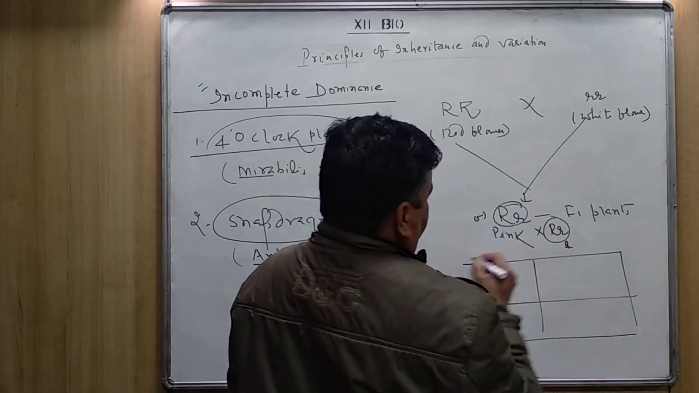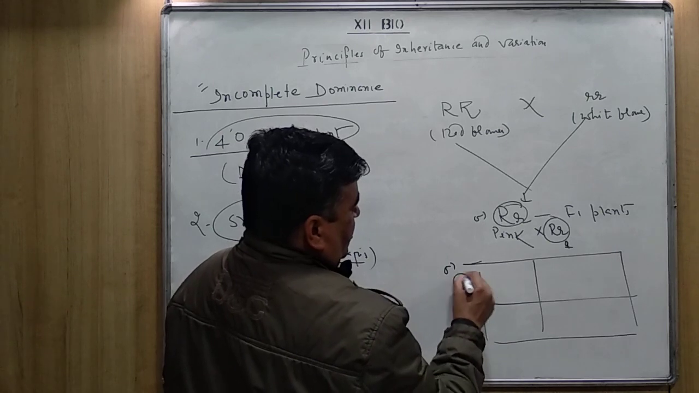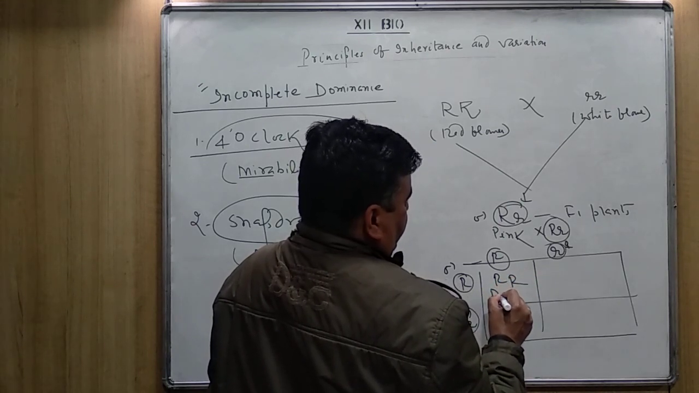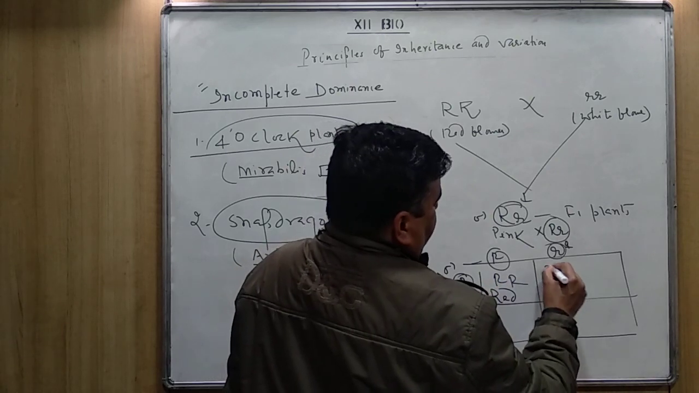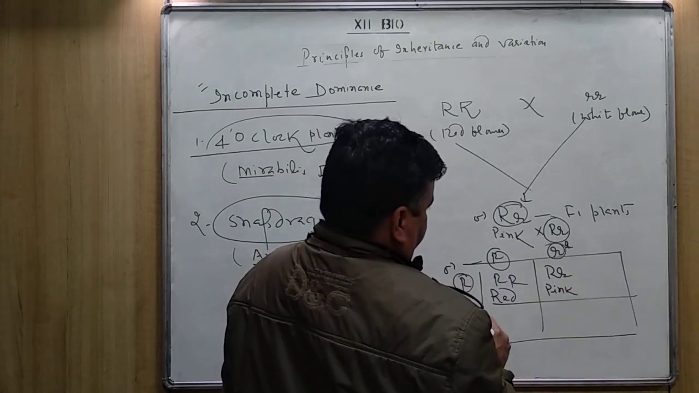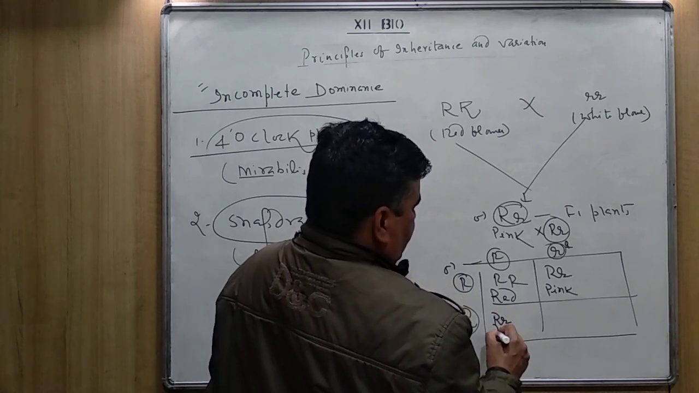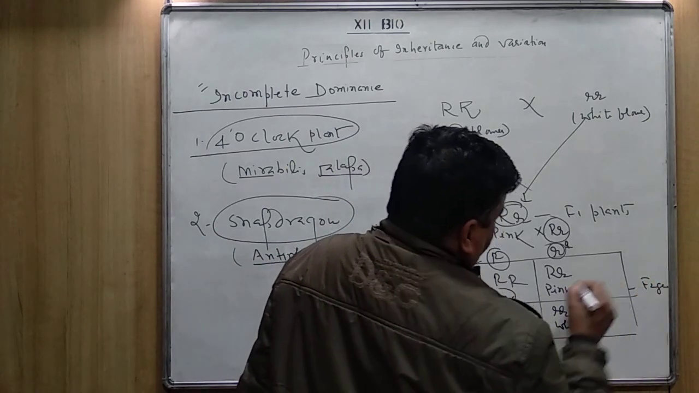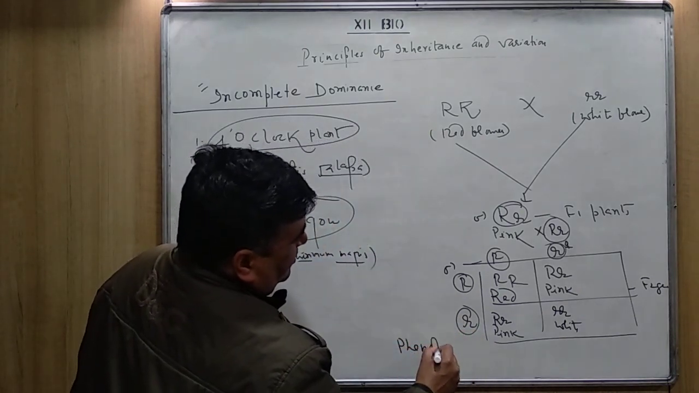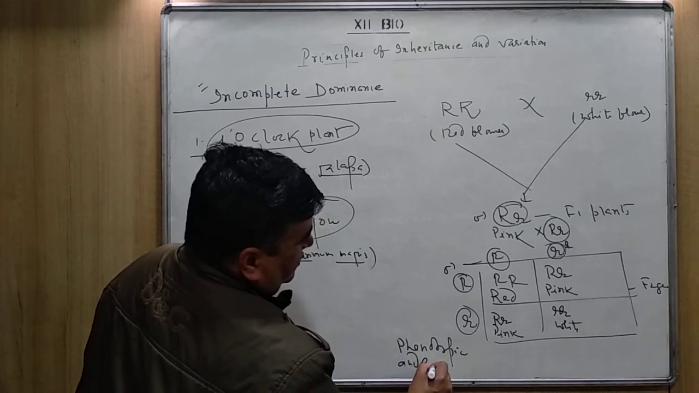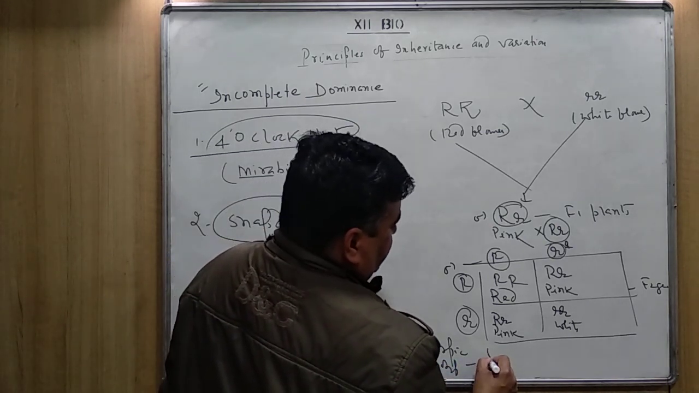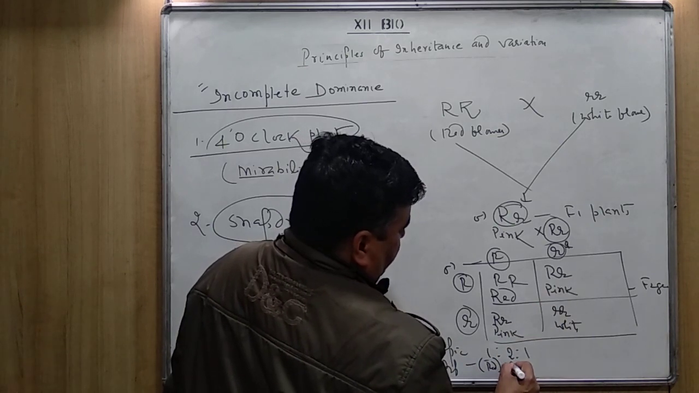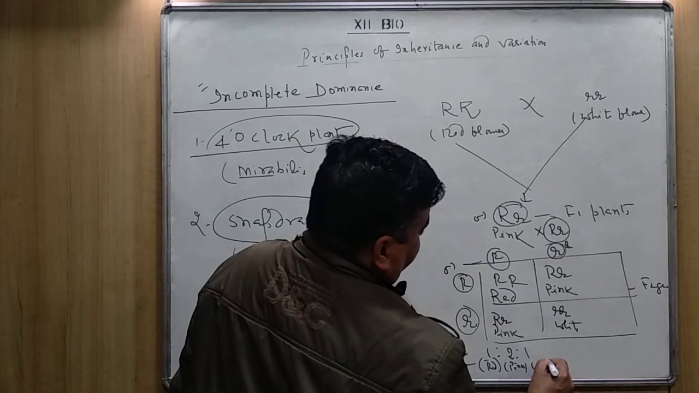One you will consider male, one female. This will be red, or pink, or pink, and this is small r or white. These are the F2 generation plants. So here the phenotypic and genotypic ratios are both the same in incomplete dominance: 1:2:1. One is red, 2 are pink, and 1 is white.